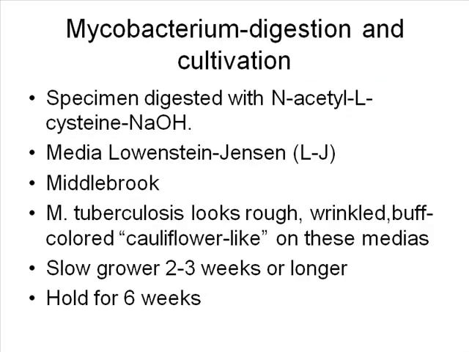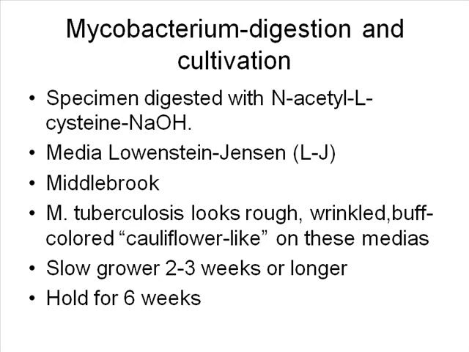For Mycobacterium, you need to digest the sample using some sort of acid. Here, N-acetyl-L-cysteine sodium hydroxide is used. That kills all of the extraneous organisms except for the very waxy-walled Mycobacterium. You put it on Lowenstein-Jensen or Middlebrook, which is a media specifically for cultivation of Mycobacterium, because you want to grow it for a long period of time.